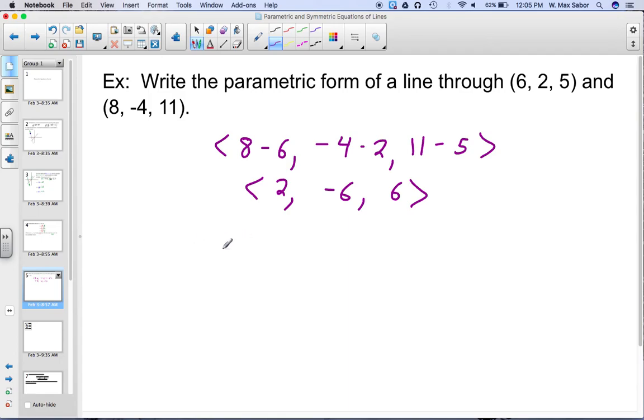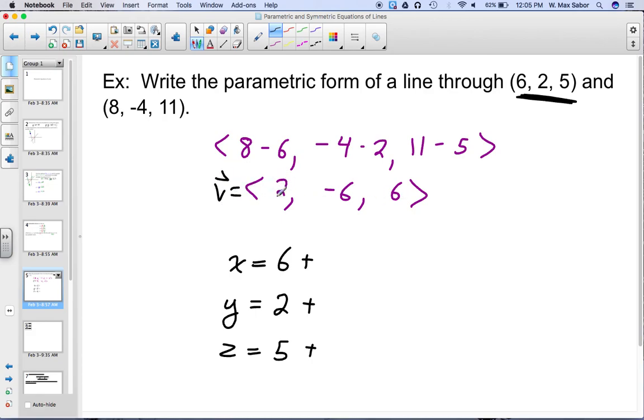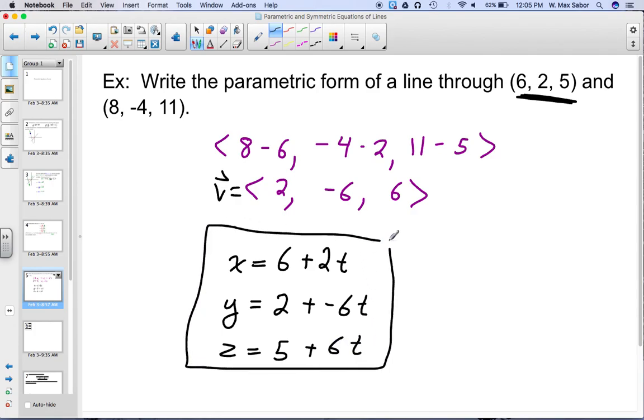Now, in order to write the parametric form, you pick a point. You want to make sure you use the same point for each of them. x equals 6 plus something. y equals 2 plus something. z equals 5 plus something. And those somethings are going to be a scalar multiple of this vector. So a scalar multiple of 2, a scalar multiple of negative 6, and a scalar multiple of 6. So this is the parametric form of that line.